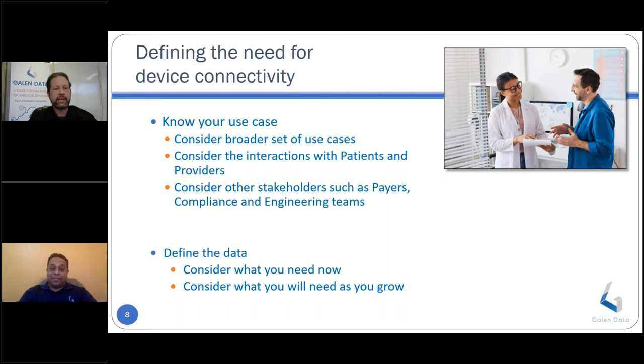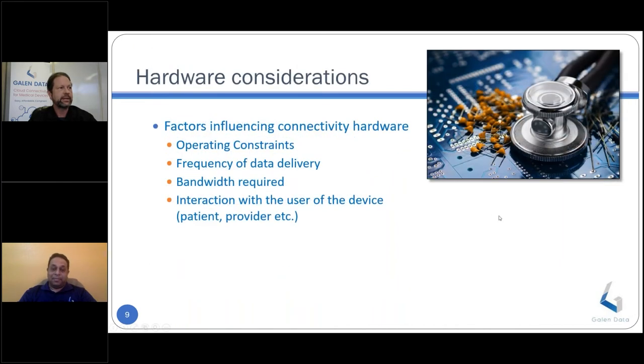And once we understand the need for the types of data we need now and as we grow, that brings us to the hardware that's going to collect that data. So let's talk about that for a minute.